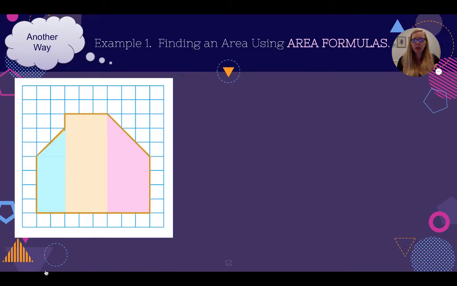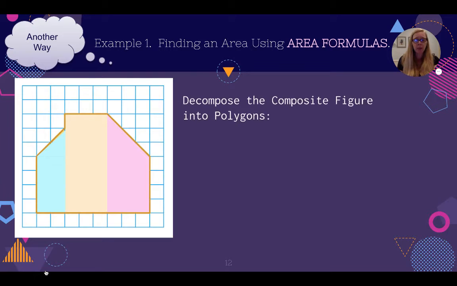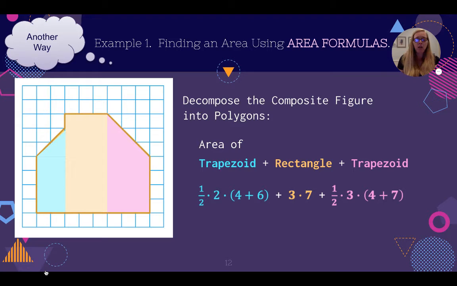Okay, so here is our shape, and I already shaded it. This is from previously when we counted the squares. So now I'm looking at it like, how could I break this into different polygons? So I color coded it. I have that light blue one as a trapezoid. We have a rectangle in yellow, and we have another trapezoid in pink. So putting those pieces together, our formula for a trapezoid is 1/2 times the height times the sum of the two bases.